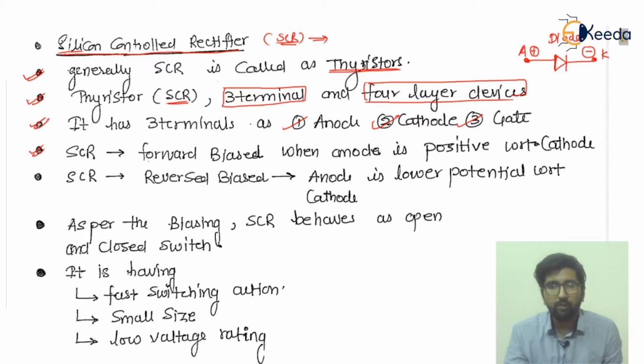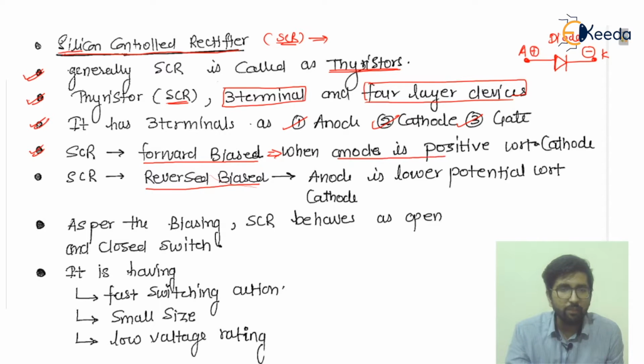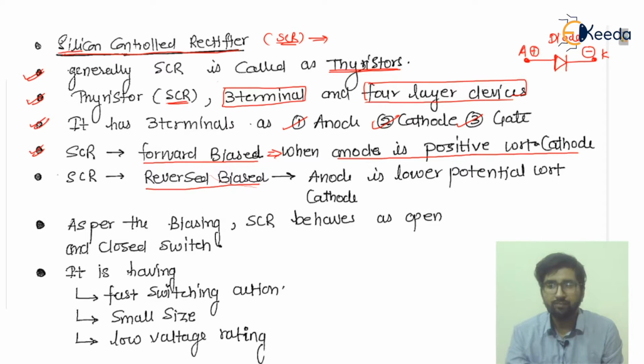If I talk about biasing, it may have 2 schemes, the forward bias scheme and the reverse bias scheme, as in the transistors and diodes. When we talk about the forward bias scheme, the anode is at a positive potential with respect to your cathode. Now I will talk about the SCR in reverse bias. In reverse bias, it is clearly mentioned that the anode is at a lower potential with respect to the cathode. In the same way, in the forward bias the anode is at a positive potential.